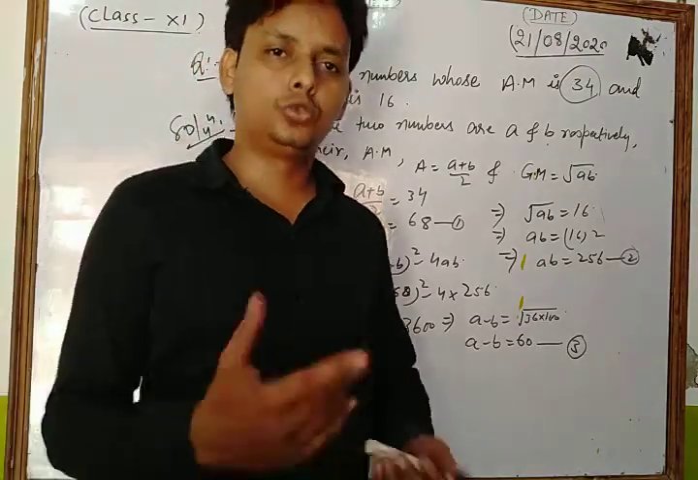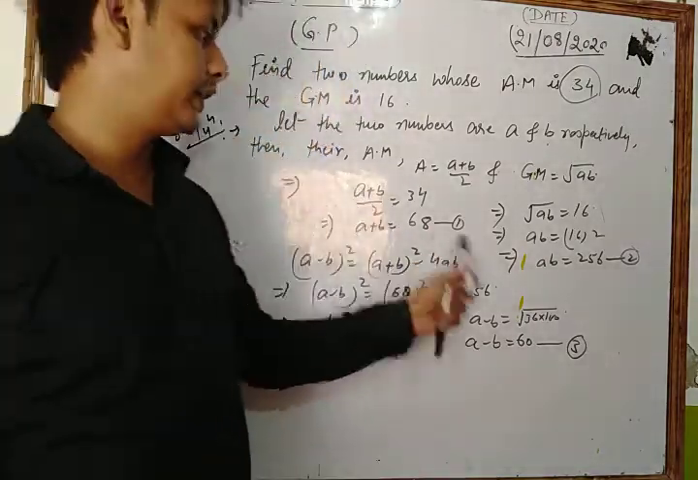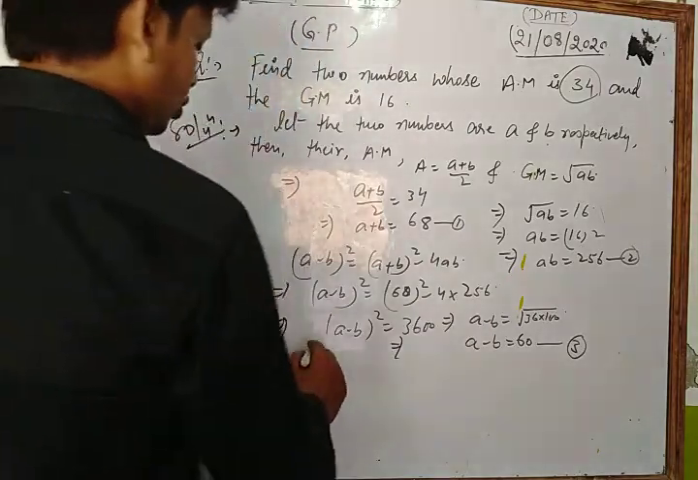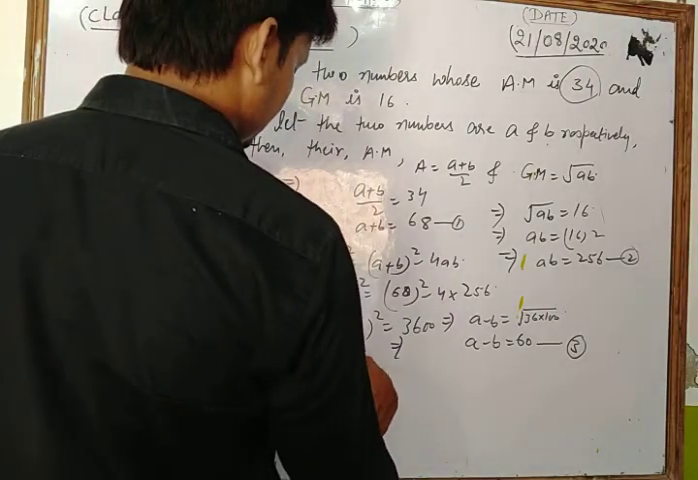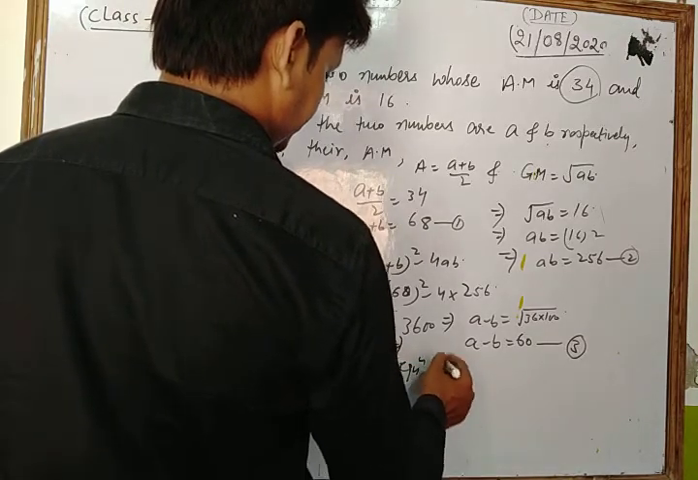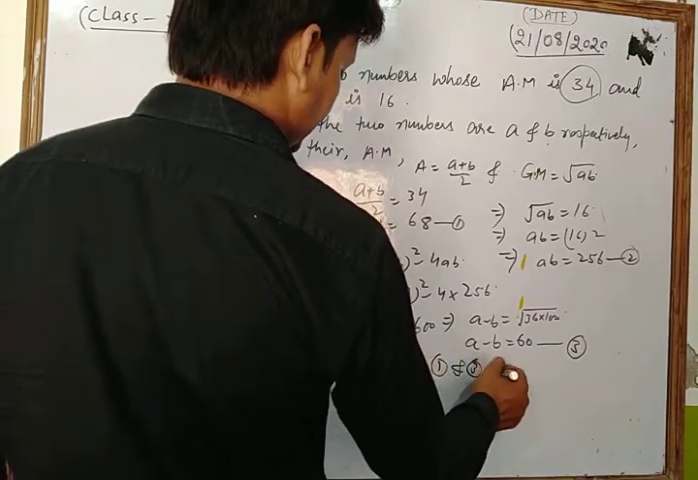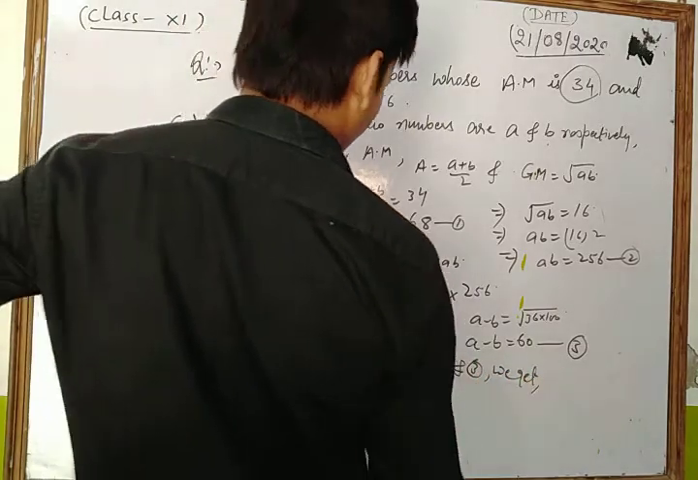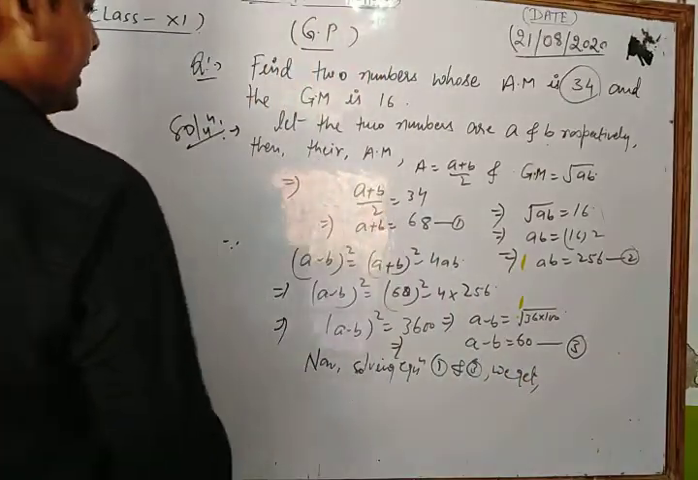Now we find the two numbers a and b. Now we solve equations 1 and 3. Solving equations 1 and 3, we get, let's see.